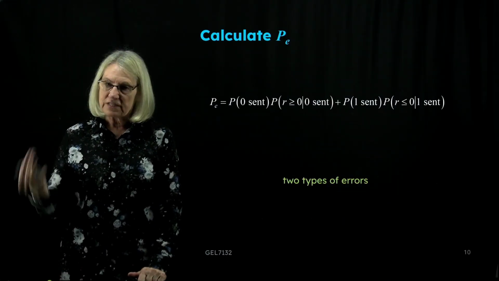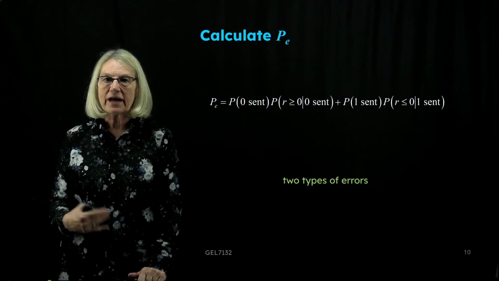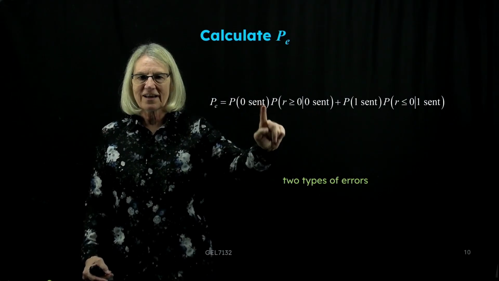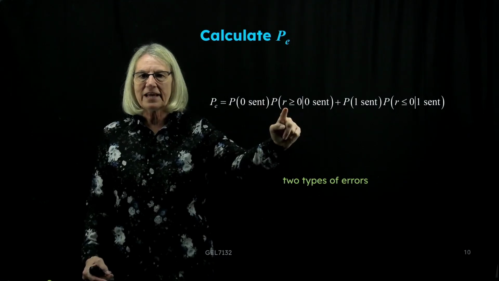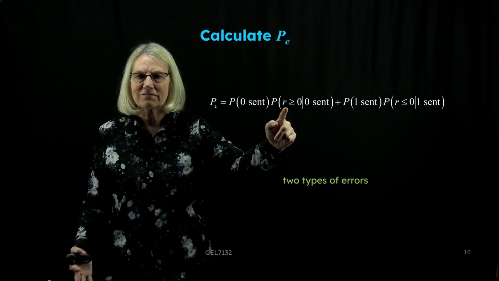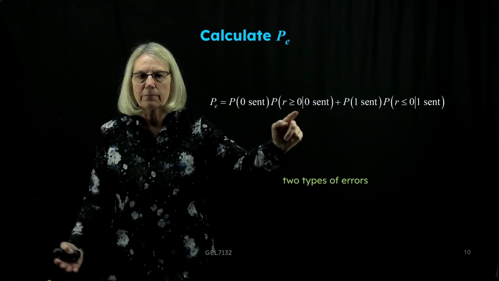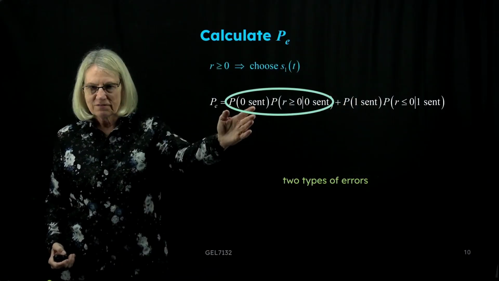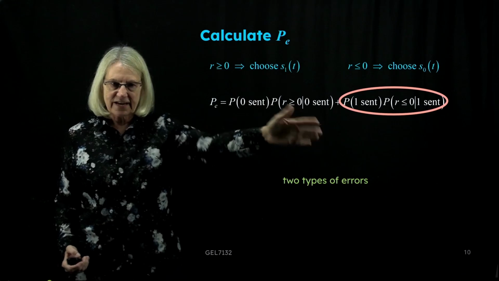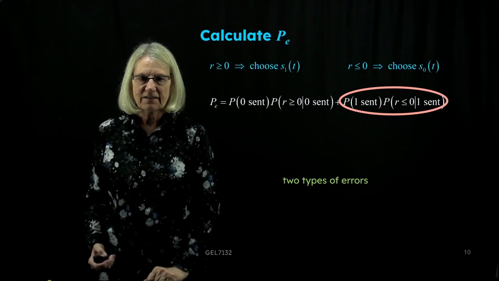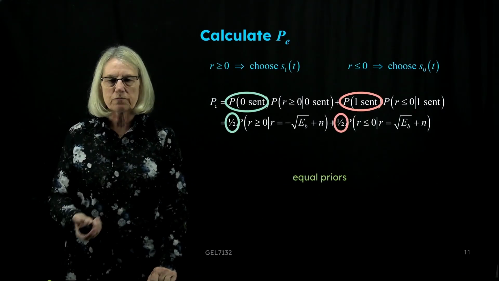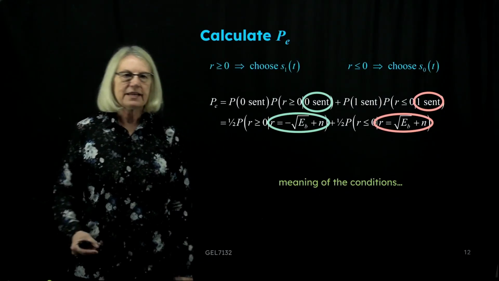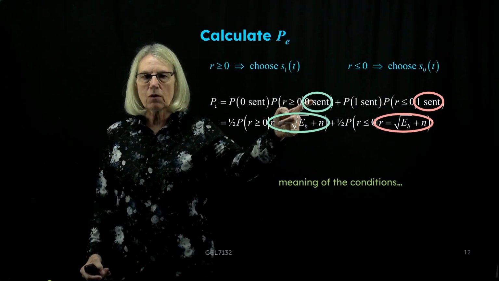Again, in order to calculate the probability of error, we go back to our idea of two different types of error. I sent a 0, and this is the probability I sent a 0. But here, I made a mistake because the received signal was positive, and so I decided it was a 1 when it wasn't. And of course, there's the other type. So one type and the second type. We're going to take the average because I'm going to assume that they have equal probability, so they each have probability of 1/2.